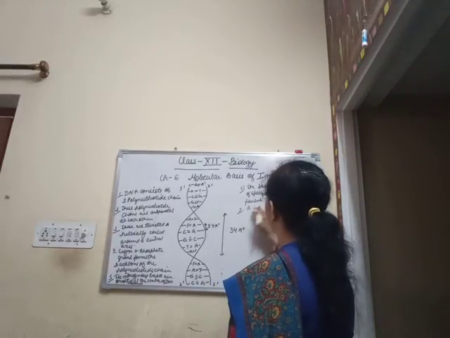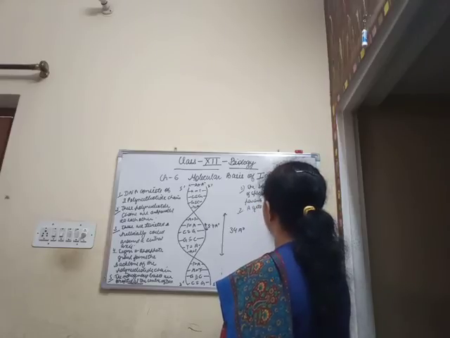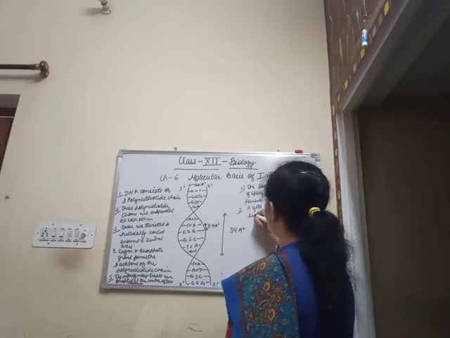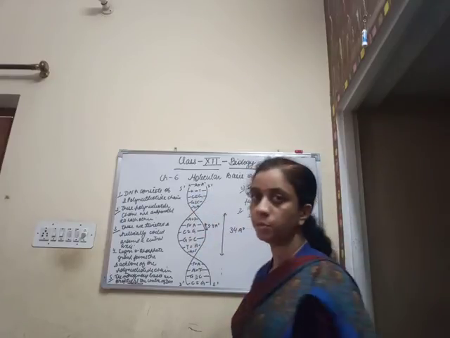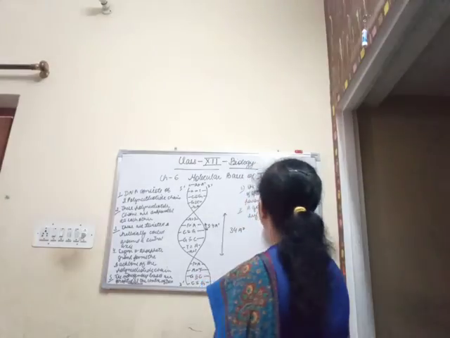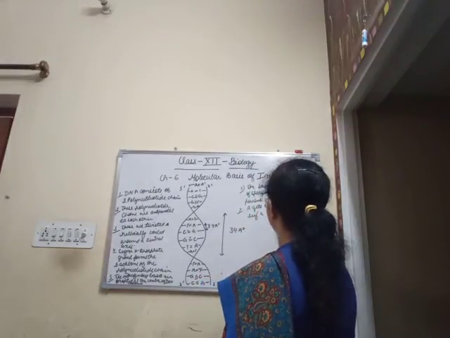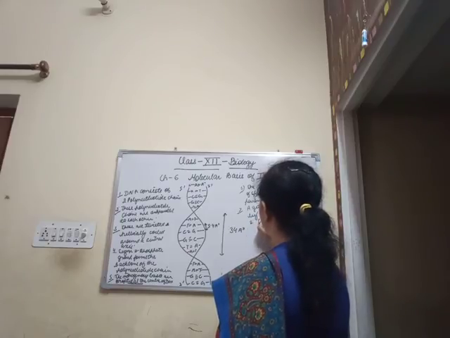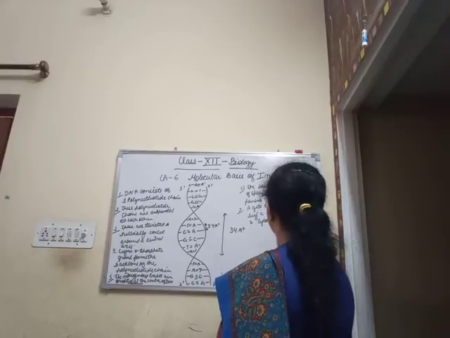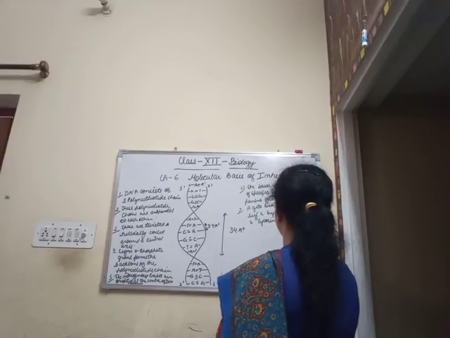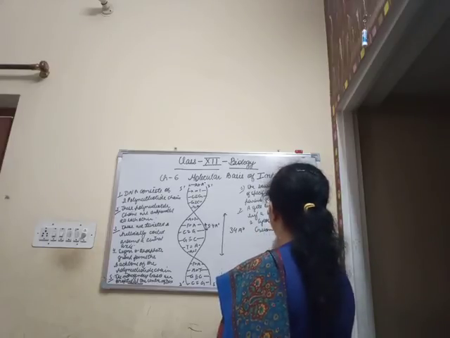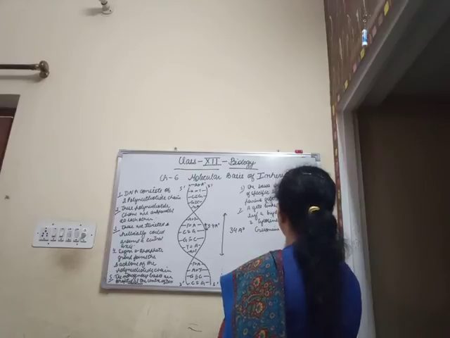So adenine gets linked to thymine by a hydrogen bond. All these bonds are hydrogen bonds that are present between the nitrogenous bases. Adenine gets linked to thymine by a hydrogen bond, and cytosine gets linked to guanine through hydrogen bonding.